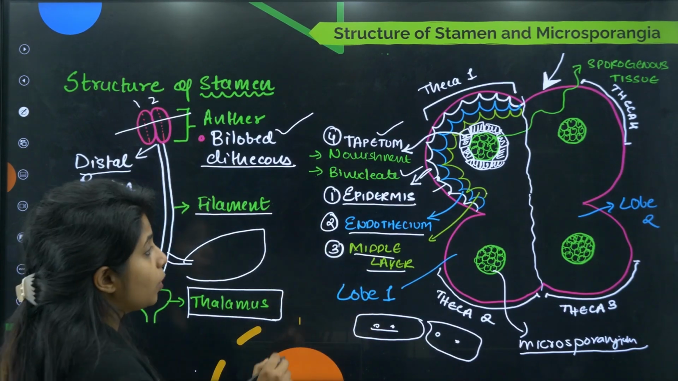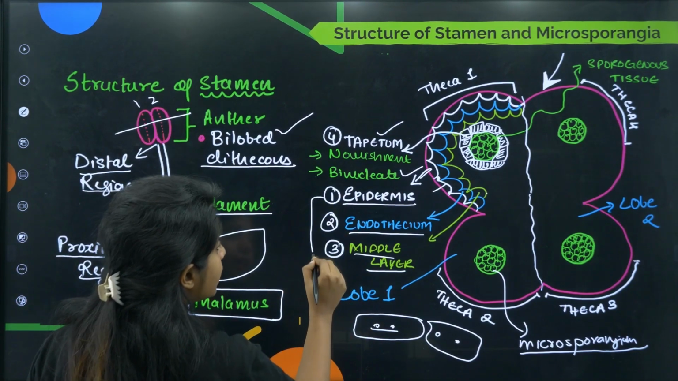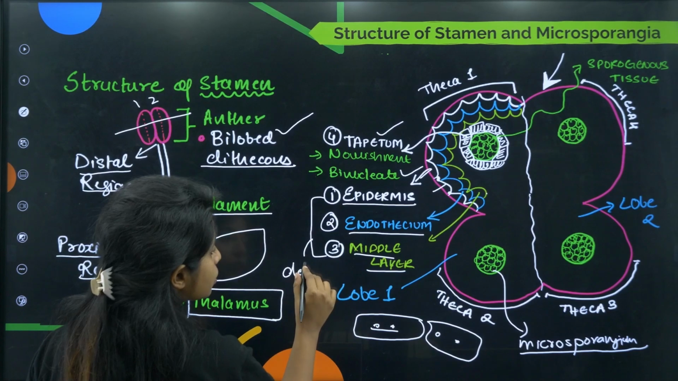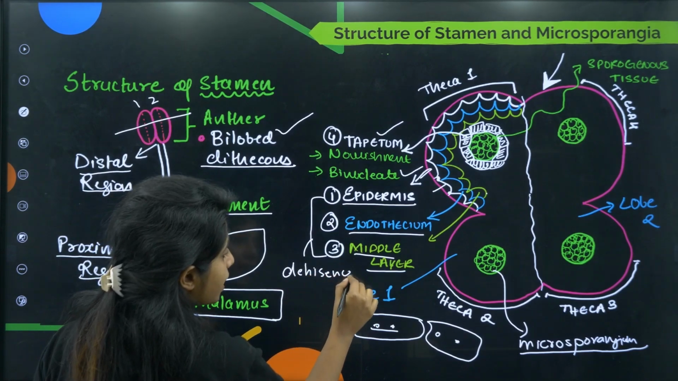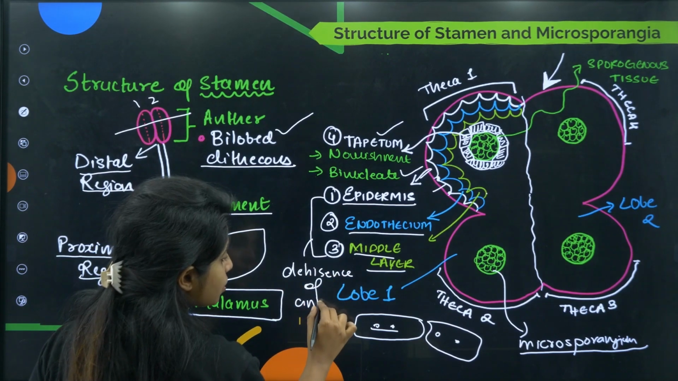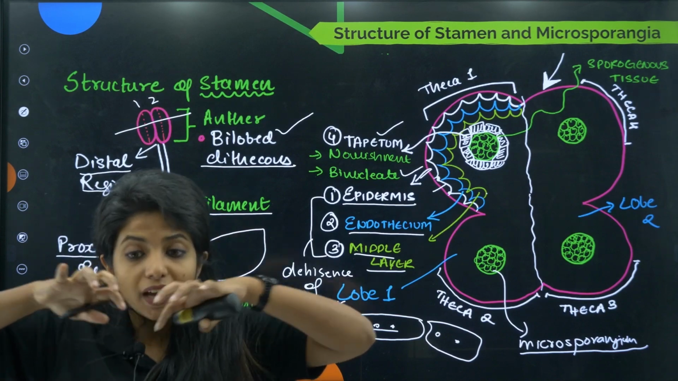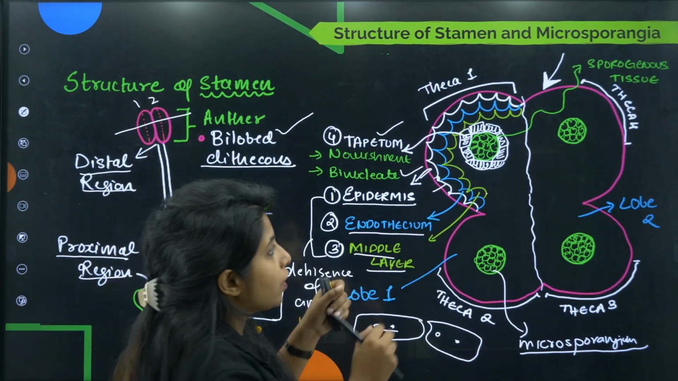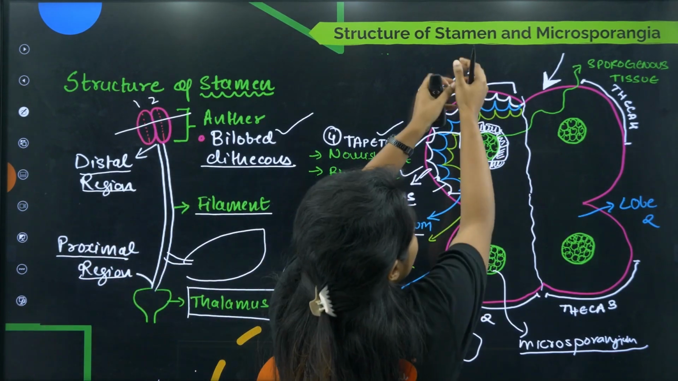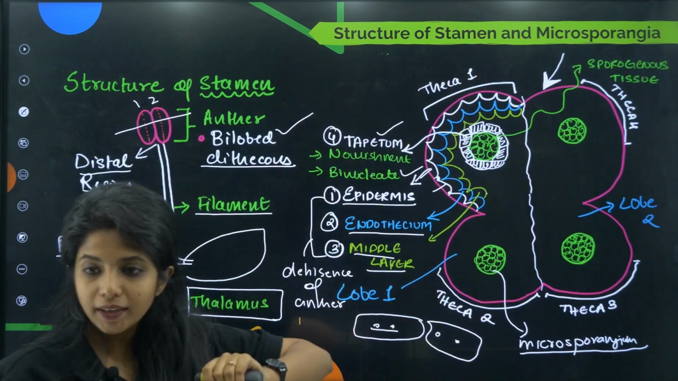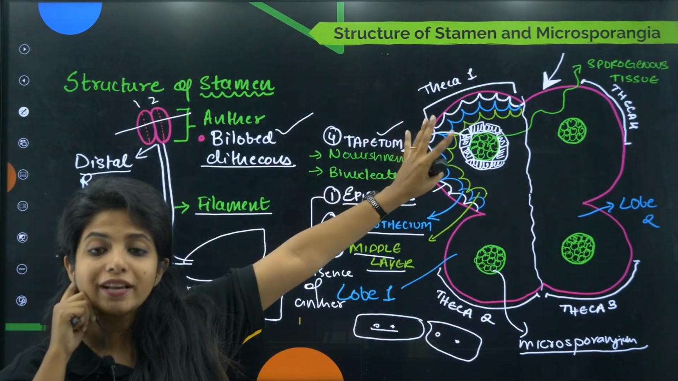Now, one more thing about epidermis, endothecium, and middle layer is that they are going to help in the dehiscence of anther. What do you mean by dehiscence of anther, children? The anther dehisces, it opens up, and that's where the pollen grains which are made up here slowly come out. Slowly it comes out, which is what is known as dehiscence.